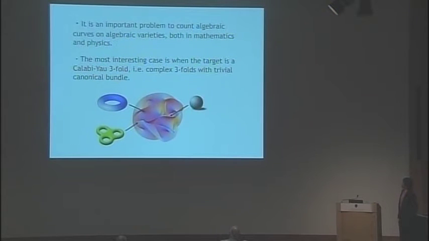This was an important, interesting problem in classical algebraic geometry. And this is also important in string theory, and the discovery of mirror symmetry relates counting numbers of rational curves or higher genus curves to the solutions of the differential equations of the mirror manifold. The most interesting case for such theory is when the target variety is a Calabi-Yau threefold. This is defined as a complex threefold whose canonical bundle is trivial.